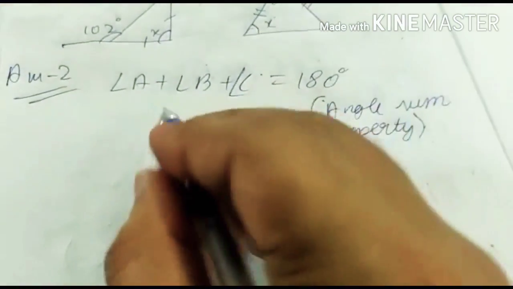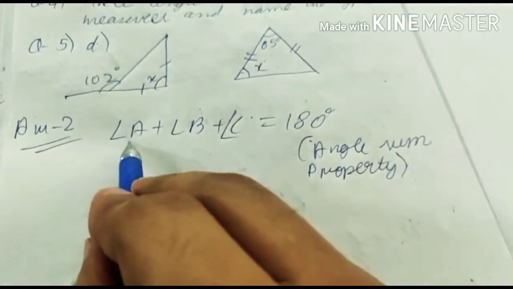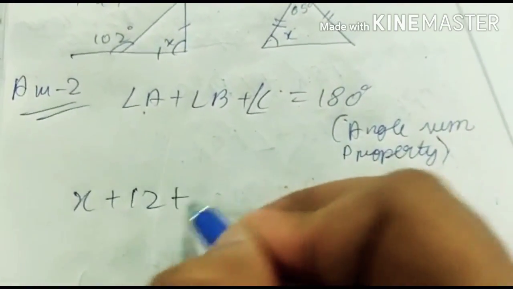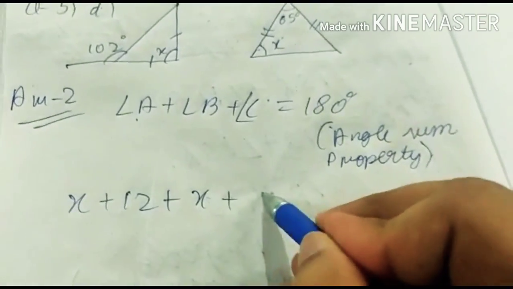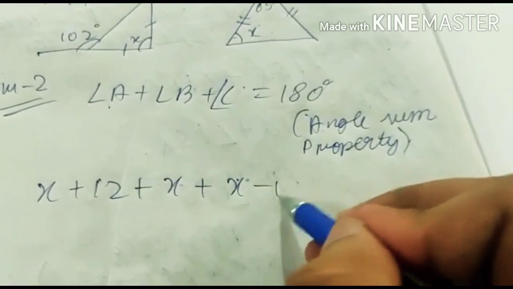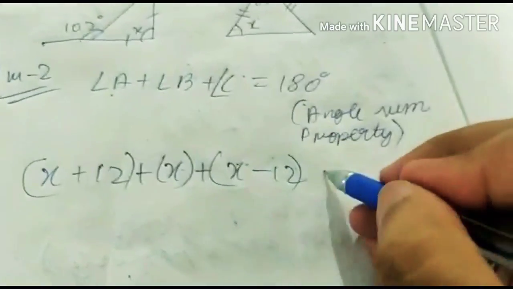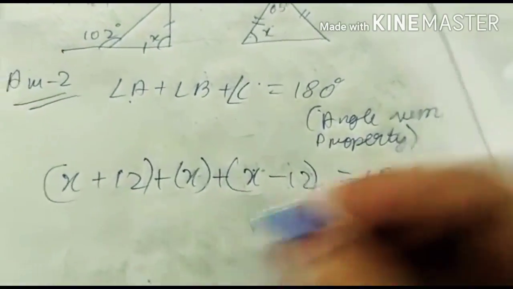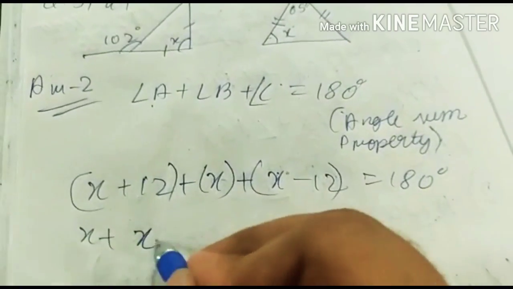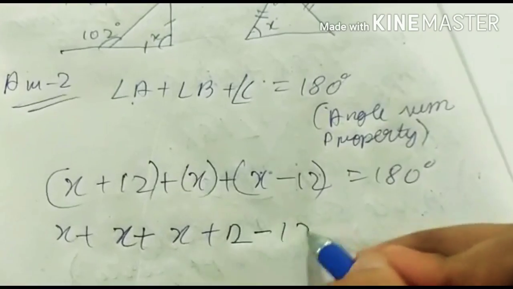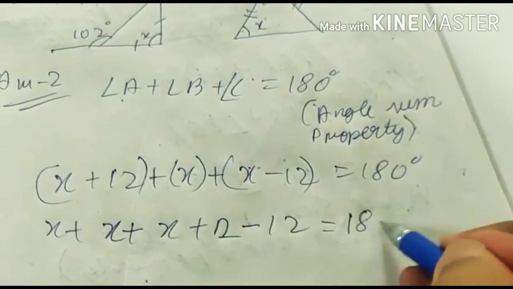So angle A here is x plus 12, angle B here is x, and angle C here is x minus 12. So angle A plus angle B plus angle C is equal to 180 degrees. So x plus x plus 12 minus 12 equals 180 degrees.